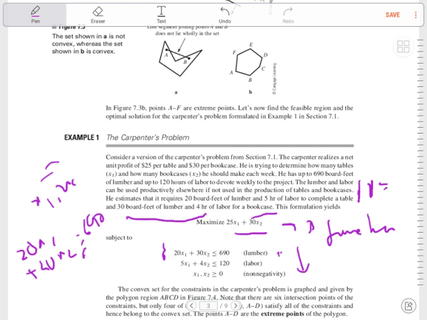Next we have to consider the labor. How much is required per table? It requires 5 hours of labor to complete a table, so 5x1, and 4 hours of labor to complete a bookcase, so 4x2. So again 5x1 plus 4x2 should be less than or equal to 120.